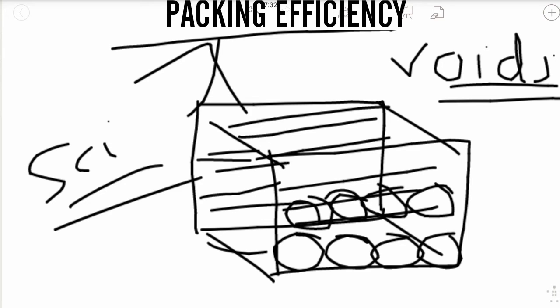Packing efficiency is the percentage of the total space filled by the particles. First, we have to calculate the packing efficiency in different types of structures. Packing efficiency in HCP and CCP structures, hexagonal close packing and cubic close packing. Packing efficiency in body-centered cubic structures. Packing efficiency in simple cubic lattice.